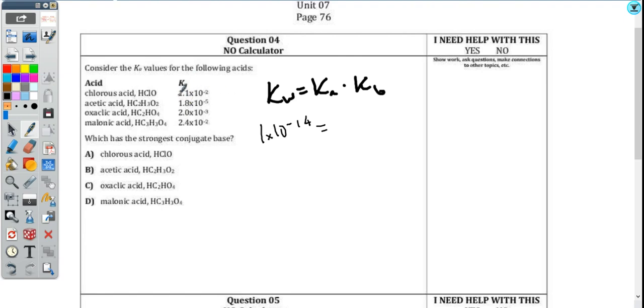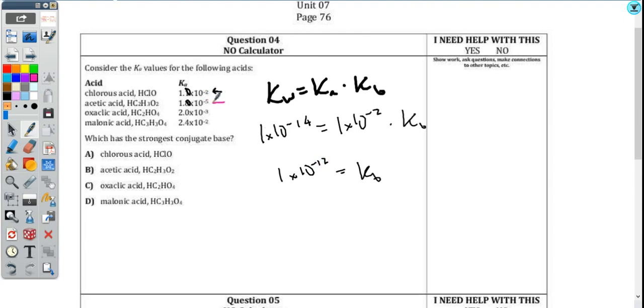I'm going to pretend this is 1 times 10 to the minus 2. And let's just say this is 1 times 10 to the minus 5. If I know the Ka is 1 times 10 to the minus 2, then as I divide each side by 1 times 10 to the minus 2, my Kb is going to be equal to 1 times 10 to the minus 12. Just focus on the exponents there, which is going to be a pretty small Kb, indicating a fairly weak base. I mean, they're all weak, but pretty weak, 10 to the minus 12.